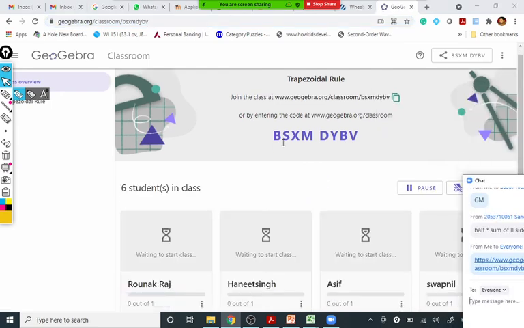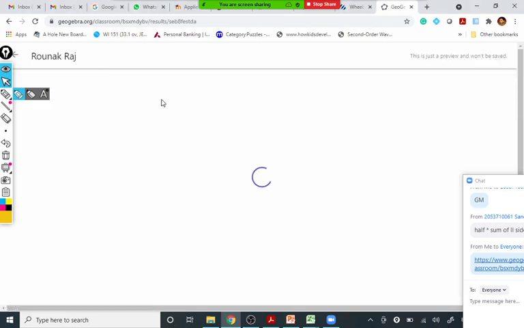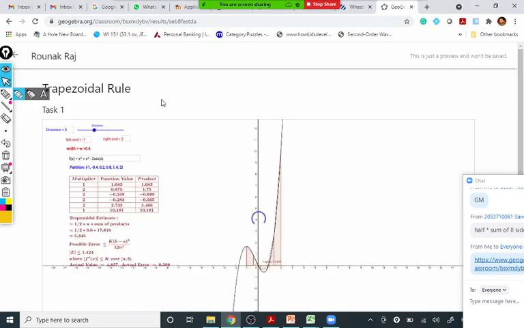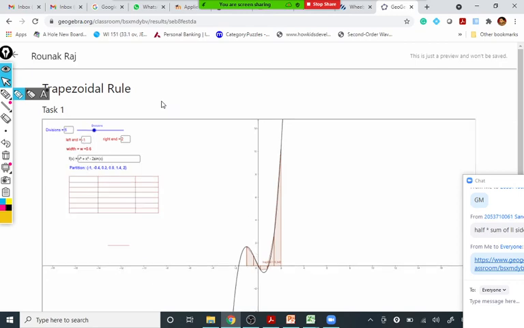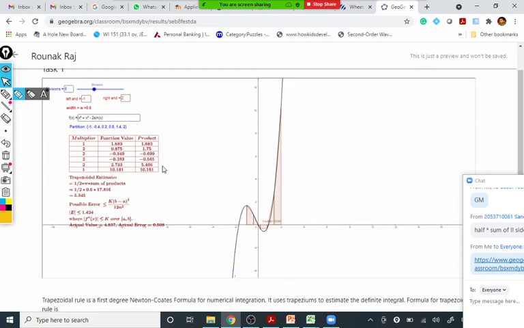So if someone is there, okay, already a few of you are there. Let me take Raunak here. So already this is the trapezium, and whatever we discussed right now, the same thing is here. Let me show you with what Raunak has taken here. I will take a simple equation, only y is equal to x.